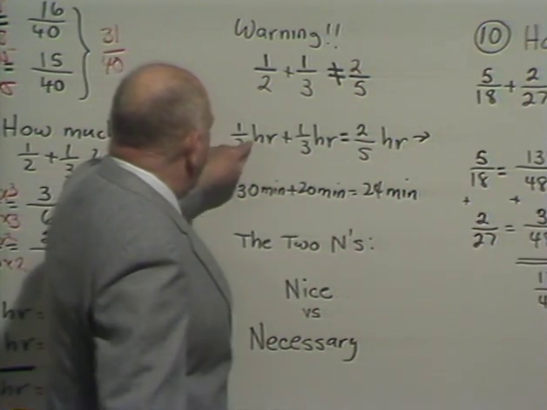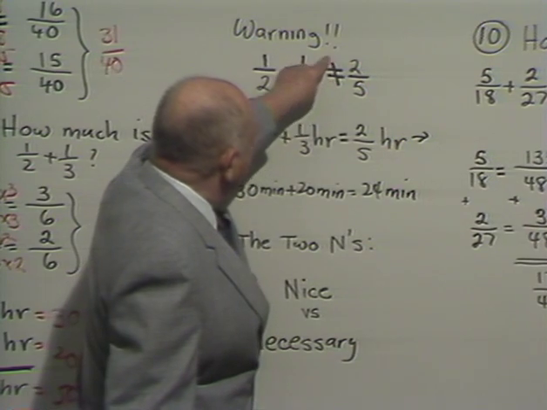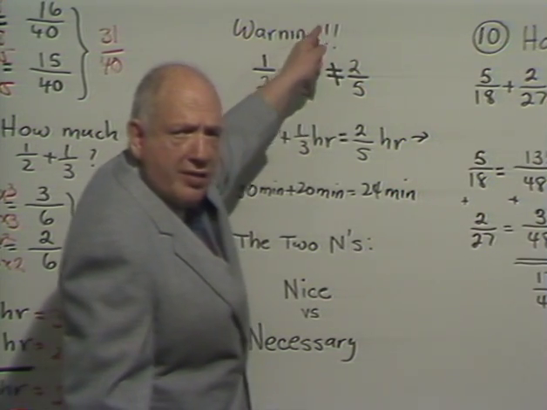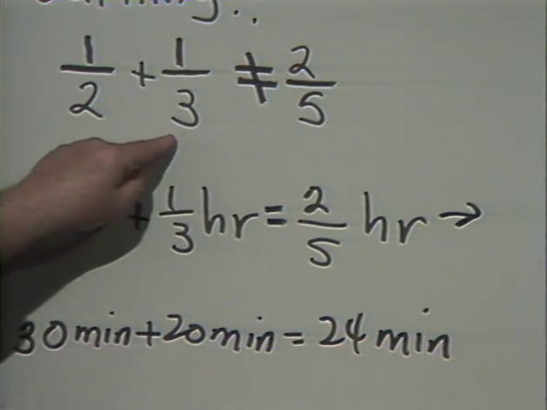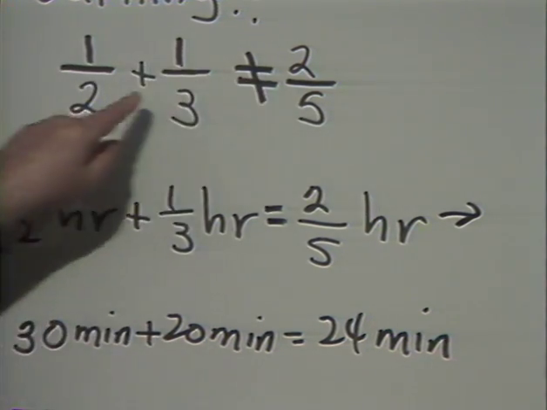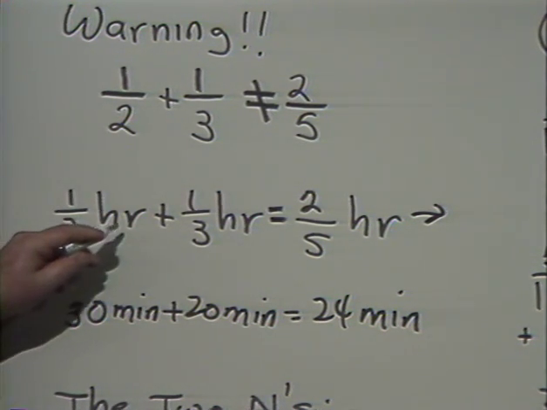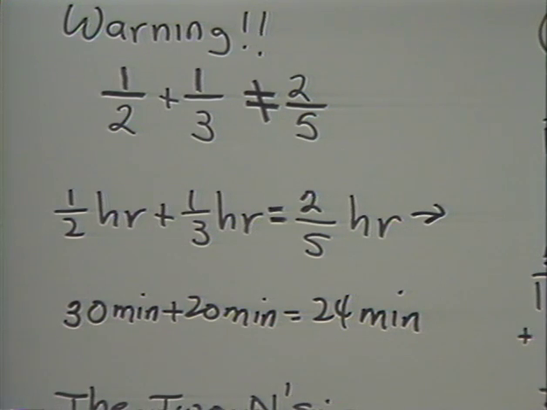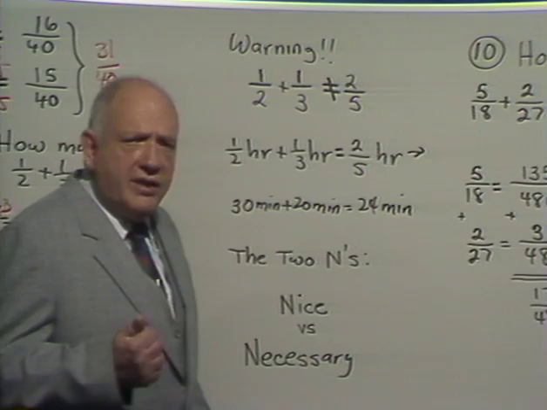You see, if this were a correct statement, oh, by the way, let me just teach you some new notation here. If I take an equal sign and put a slash through it, it means not equal. See, 1/2 plus 1/3 is not equal to 2/5, even though 1 plus 1 is 2 and 2 plus 3 is 5. And what I'm saying is, suppose this were true, wouldn't that say that 1/2 of an hour plus 1/3 of an hour has to be 2/5 of an hour? Translate that into minutes, and you'll see that you get a ridiculous statement.